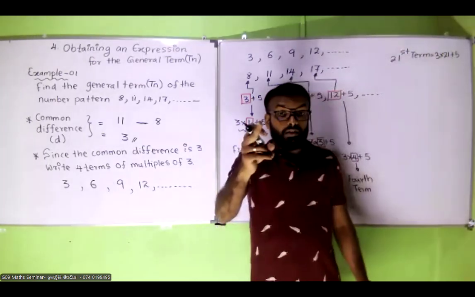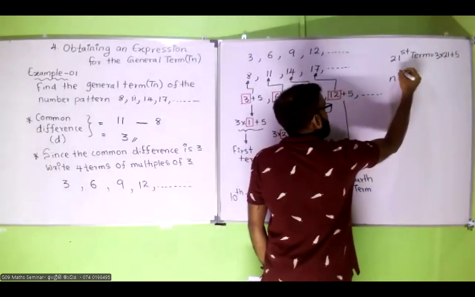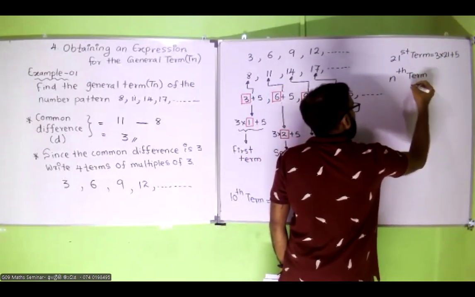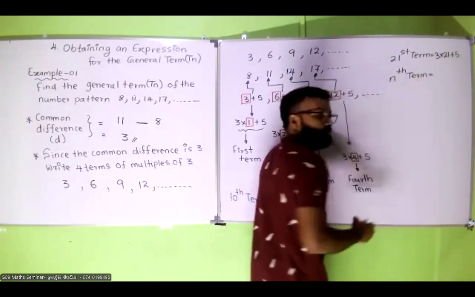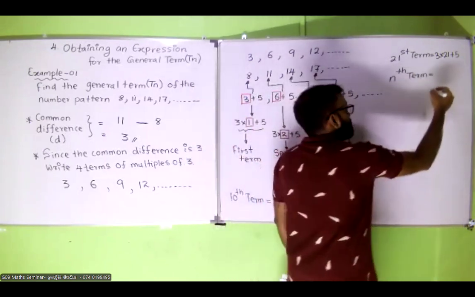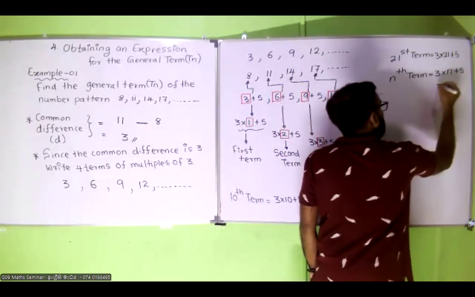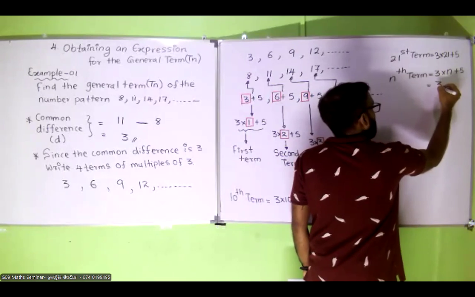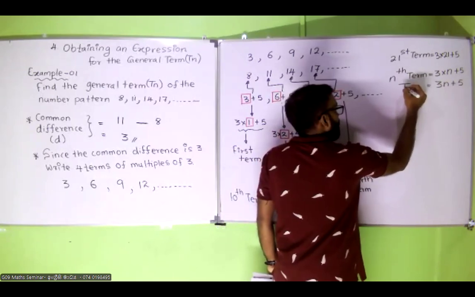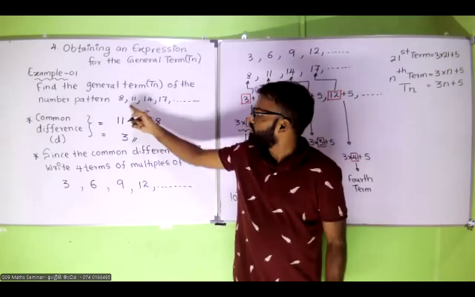Now, can you tell me how you are going to find the nth term? Nth term, that is your general term. How are you going to find your nth term? 3 times n plus 5. 3 times simple n means 3n plus 5. Nth term is tn. So, this is your general term of this number pattern.